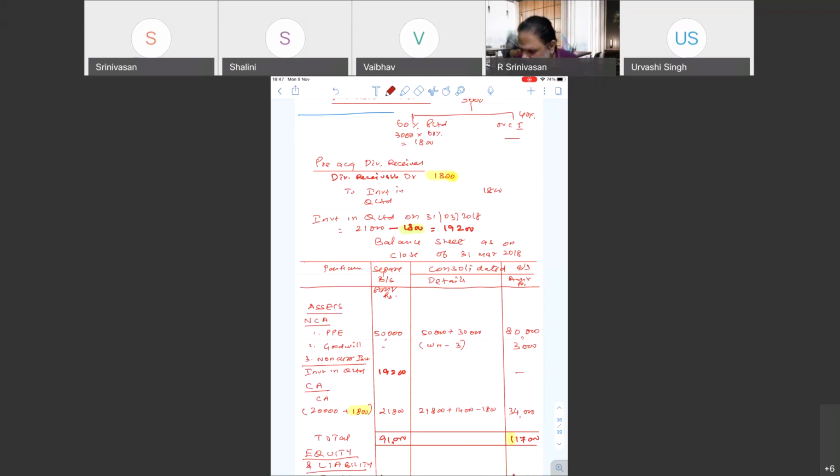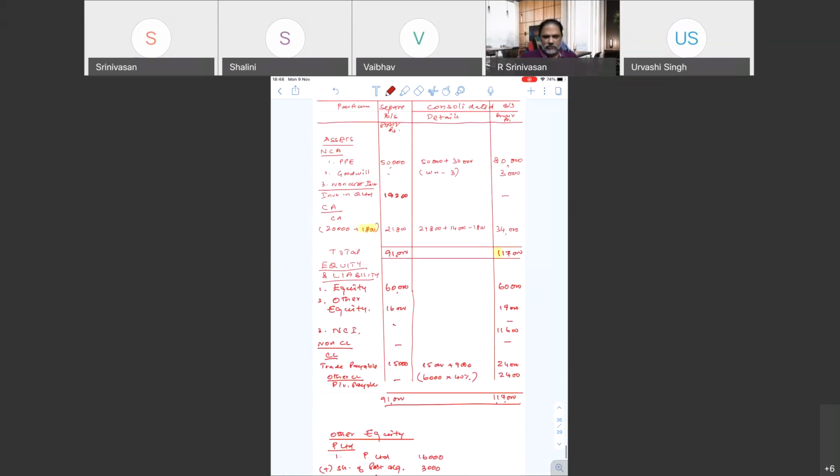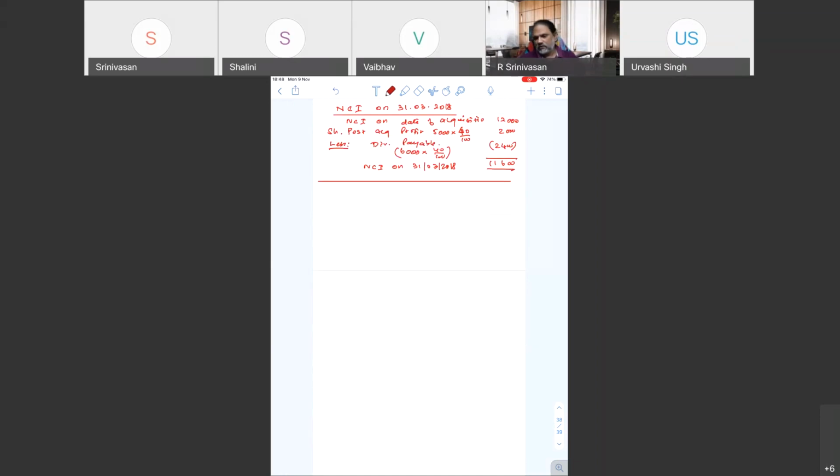Who can tell me, dividend should be paid from the date of declaration, within how many days is the dividend to be paid? From the date of declaration. Any one of you? Vaibhav? Okay. If you are not able to tell me, you can text it in the chat box. Yes, within 30 days from the date of declaration of dividend, dividend is payable.